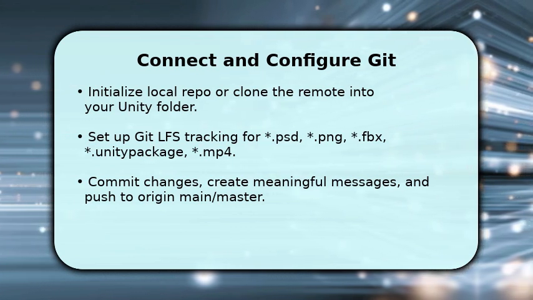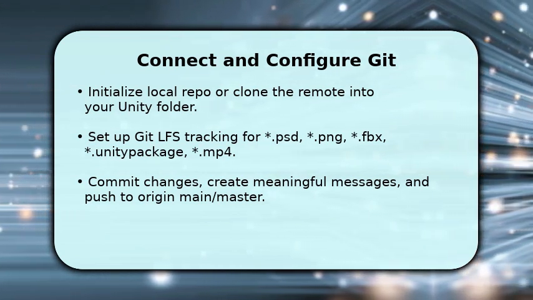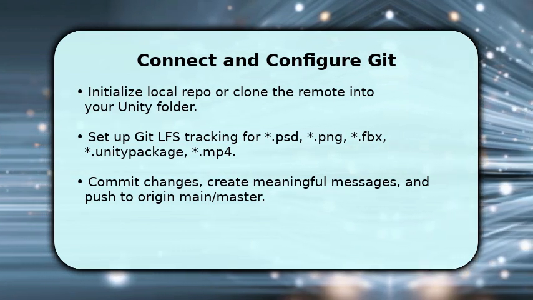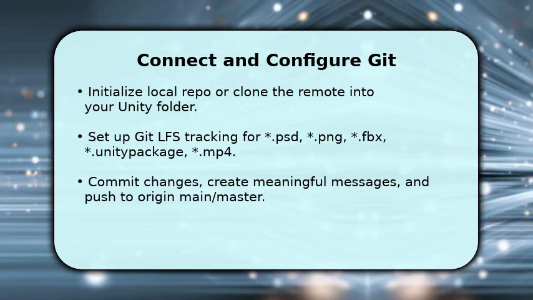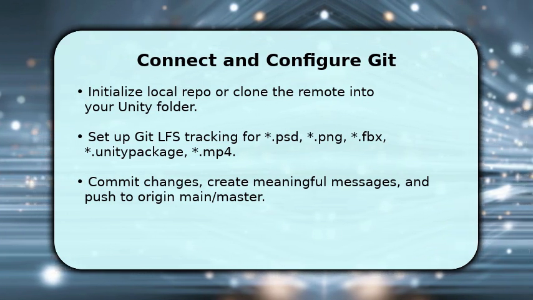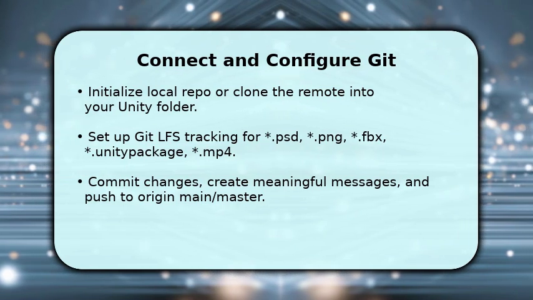Next, run git lfs track for large binary types such as textures, models, and video so those files store efficiently. Stage and commit changes with clear messages to document intent. Then push to origin main or master so the remote mirrors your work. Make sure to pull before heavy merges to reduce conflicts.